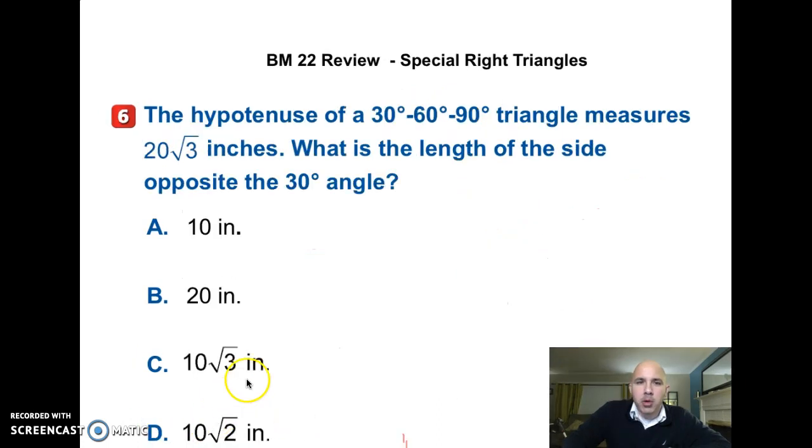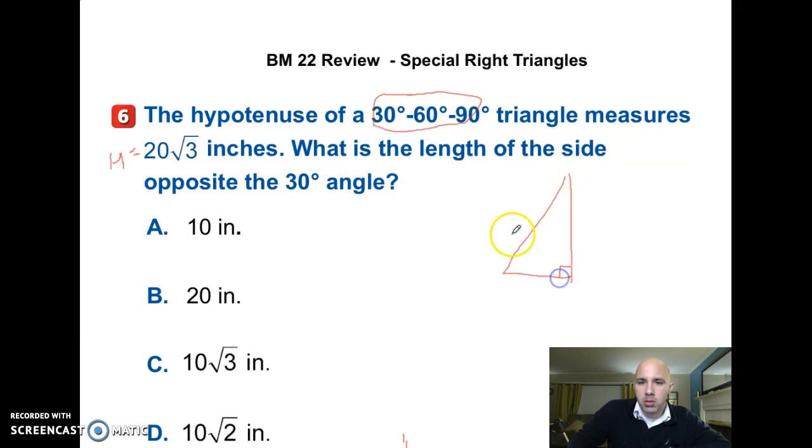Thank you. So finish up this review. This is number 6, special right triangles. So they gave us the 30, 60, 90. So there's my 30, 60, 90. The hypotenuse is 20 square root of 3. So yeah, take your time, read that. Okay, what's the length of the side opposite the 30-degree angle? So the first thing I'll do is I'll draw the diagram.